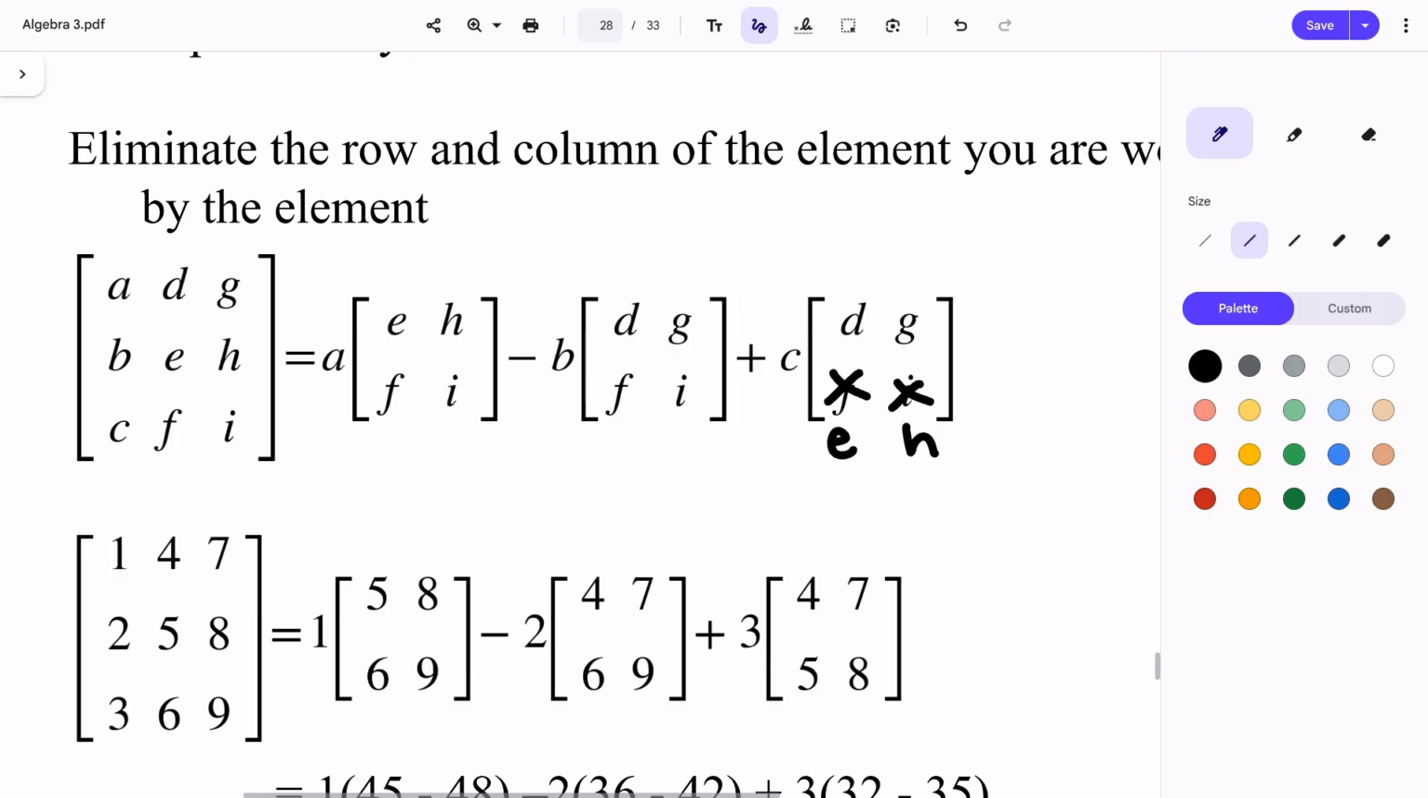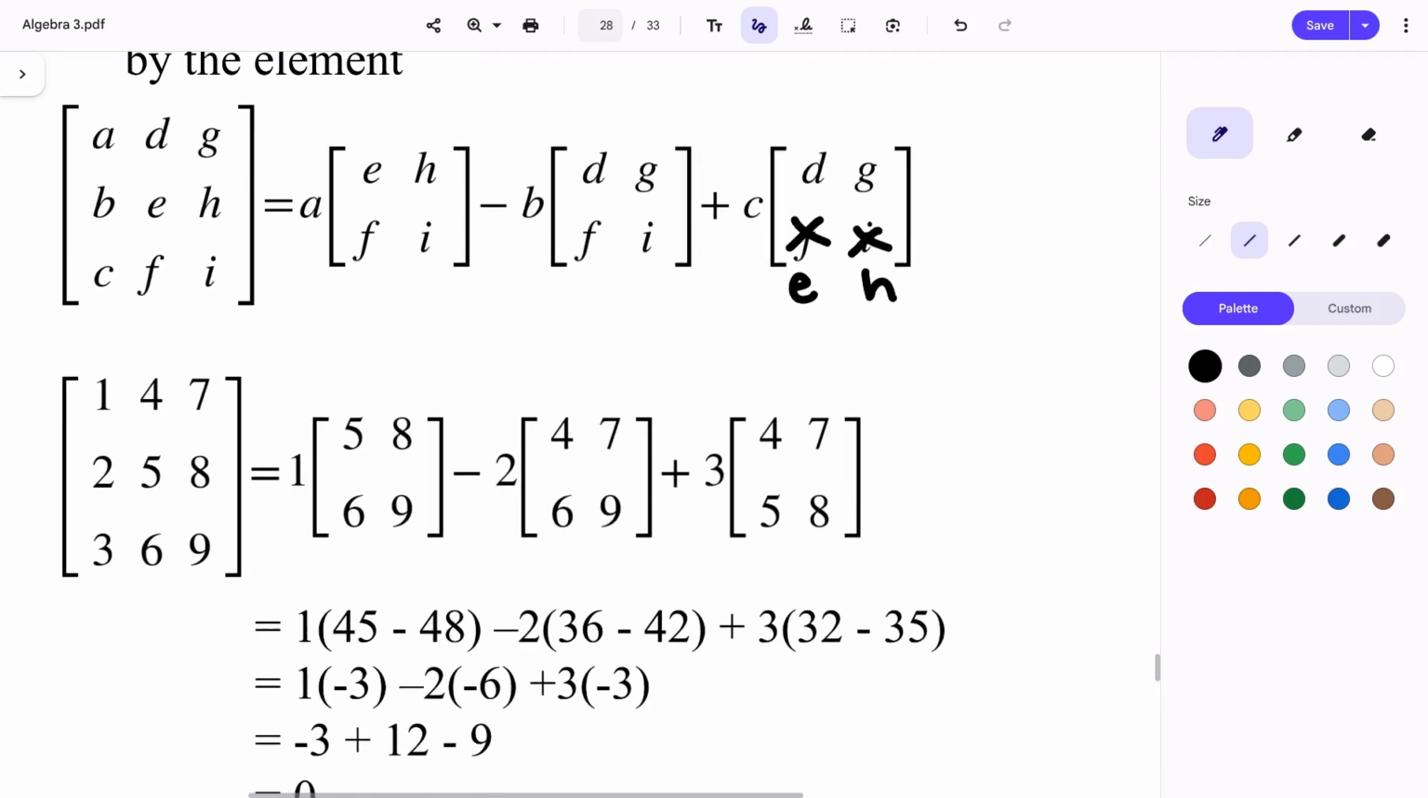Okay, and then I'm going to actually show you how this works. If you guys come down right underneath that, I threw in some numbers to our matrix. The first thing I did is starting with the 1, I got rid of the column and the row. So the 1 comes out front, and then the 5, 8, 6, 9 goes on the inside. Then I go back and I do it with my 2. So the 2 comes out front. I'm left with 4, 7, and the 6, 9 after I get rid of my row and column there.